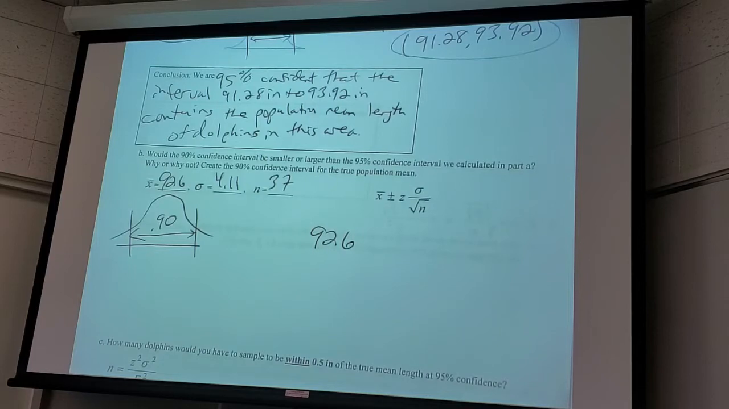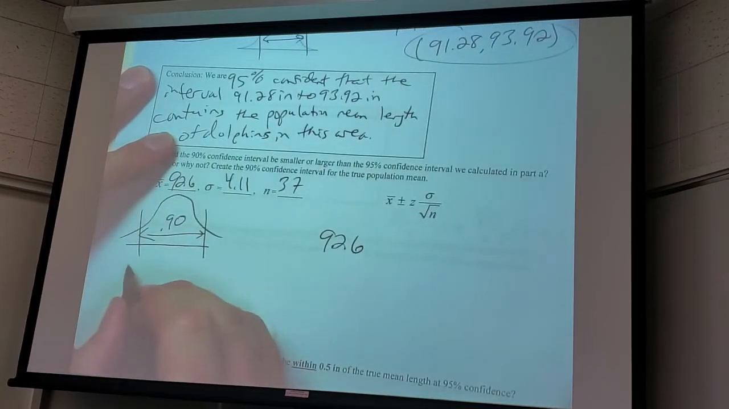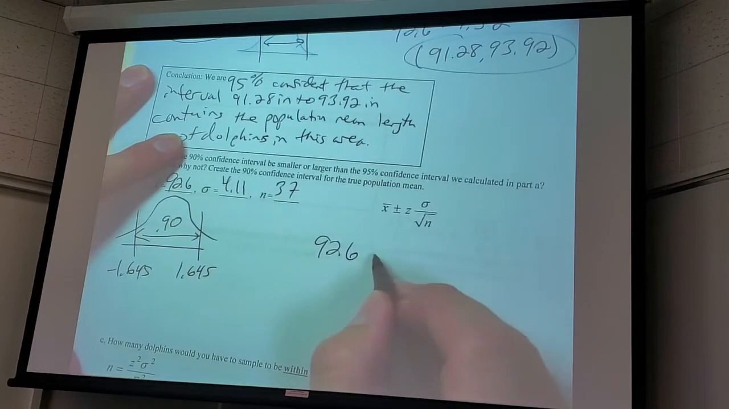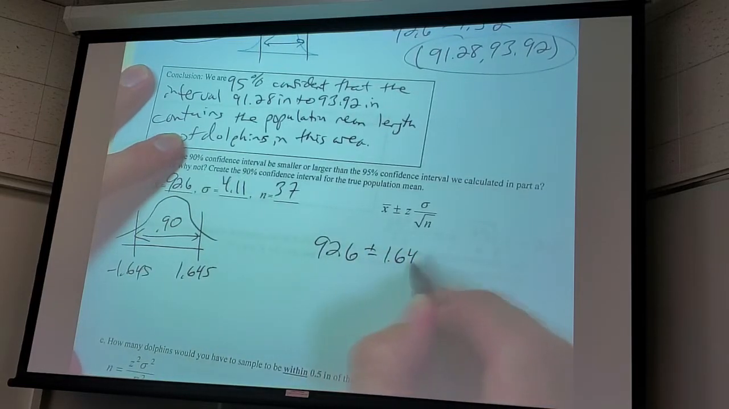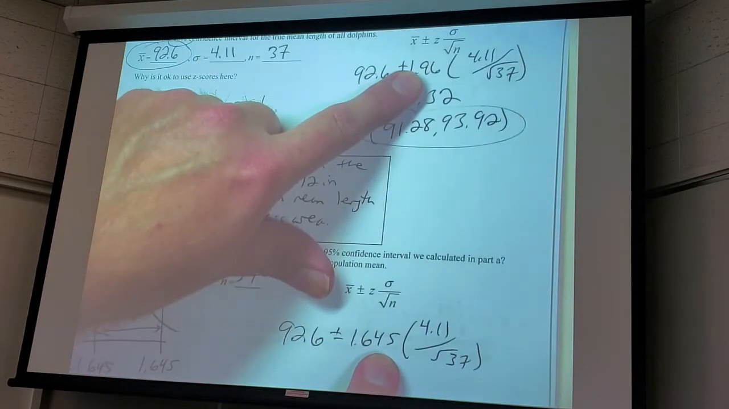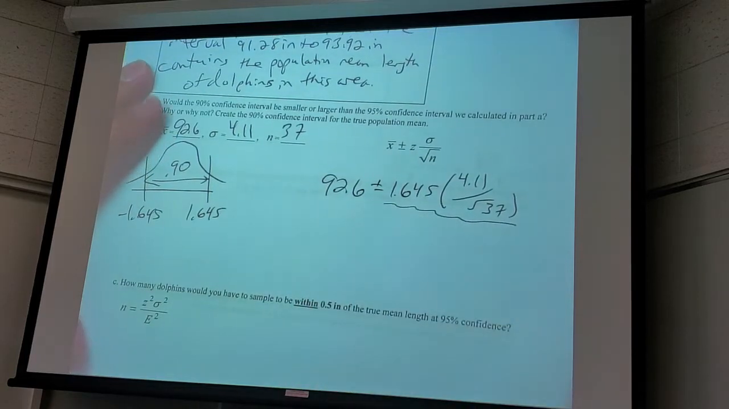Anybody get that z-score yet? This should look familiar. 1.645. So everything's going to look exactly the same, except we just don't have to go out as far, because we don't have to catch as much data. That's the only difference. So now the error is going to be a little less than it was before.